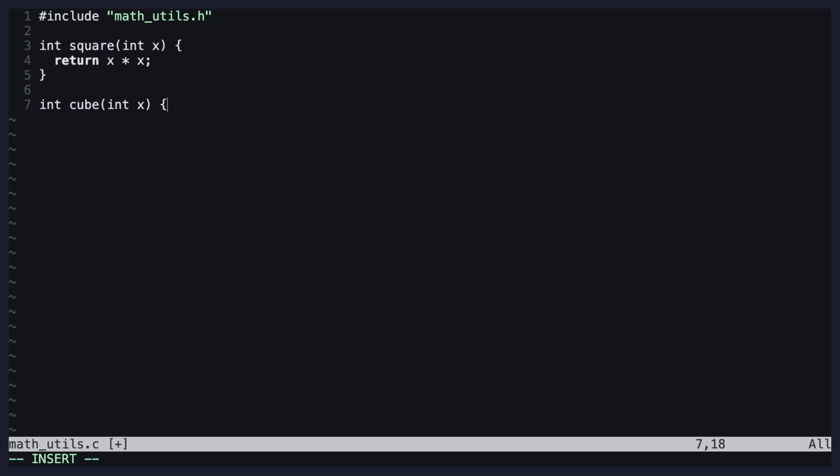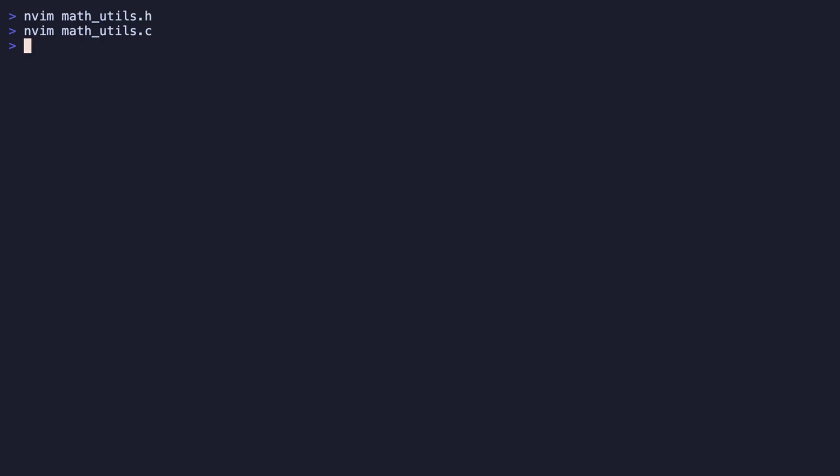Main includes stdio for printf and the header for square and cube. Angle brackets for system, quotes for yours. Call the functions. Main doesn't need to know how they work, just that the header says they exist.